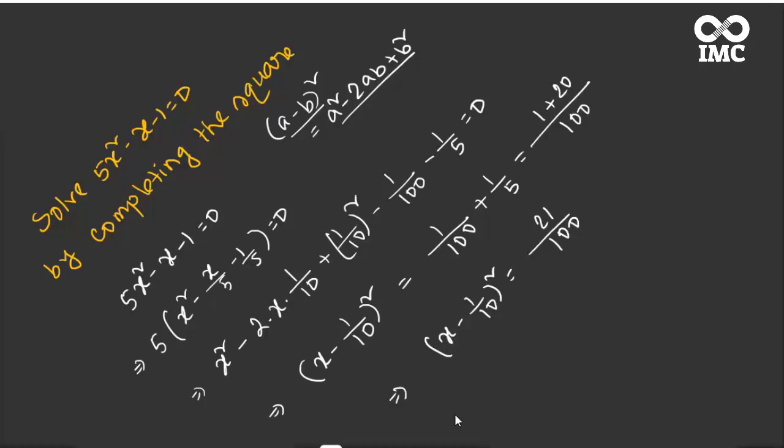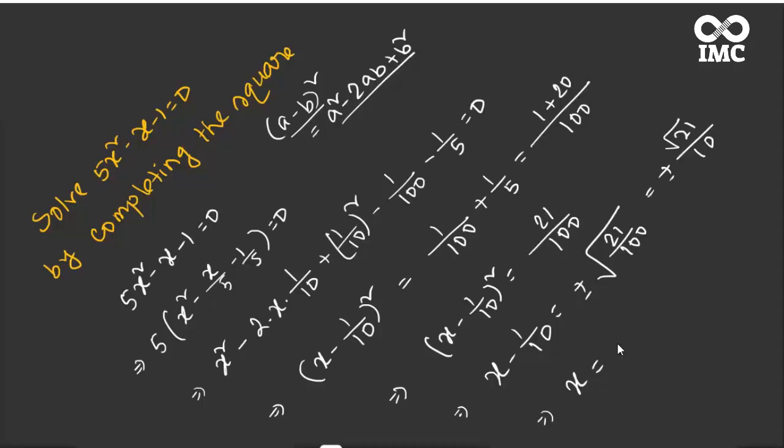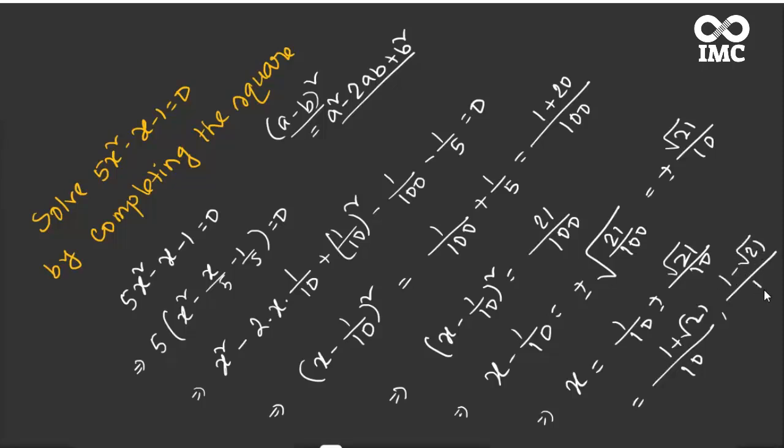Now do the square root. So x minus 1 by 10 will be plus minus square root of 21 by 100, or we can say plus minus root 21 by 10. Now we need to move 1 by 10 to the other side, then it will be x equal to 1 by 10 plus minus square root of 21 by 10. So here we'll get two answers. We can write our answer in that way: 1 plus root 21, and another one is 1 minus root 21, all by 10.